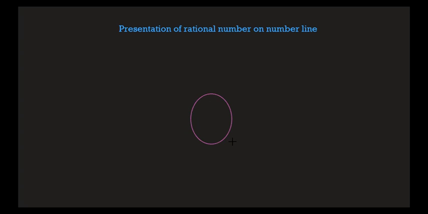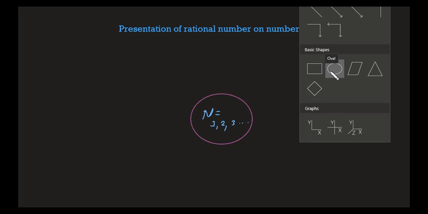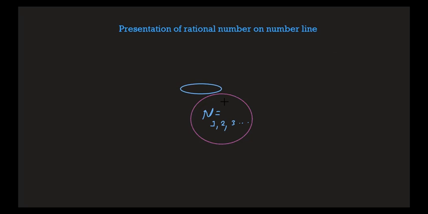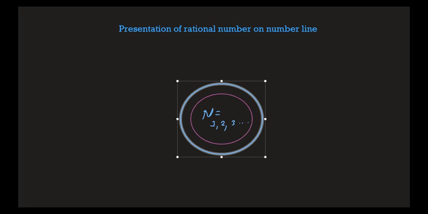So I'm drawing a circle. In this section we are representing all natural numbers. So this is the natural number set where all natural numbers belong. Here 1, 2, 3 and so on are the natural numbers. Now this natural number set is covered by a set with 0, and we call that the whole numbers.